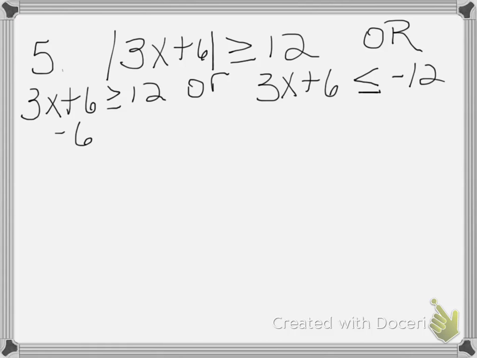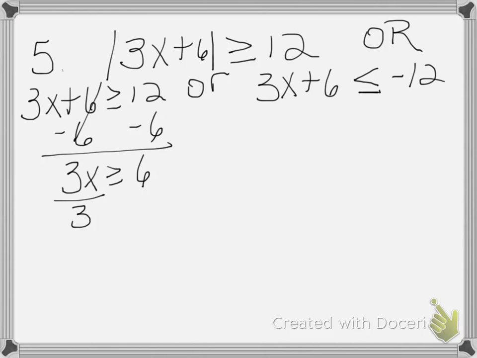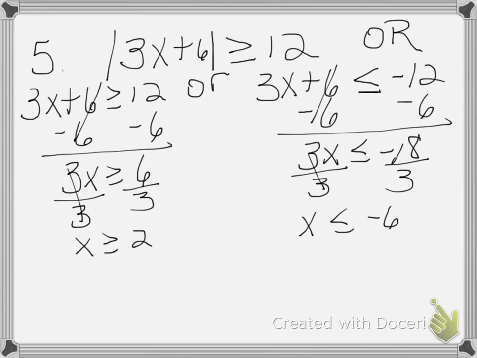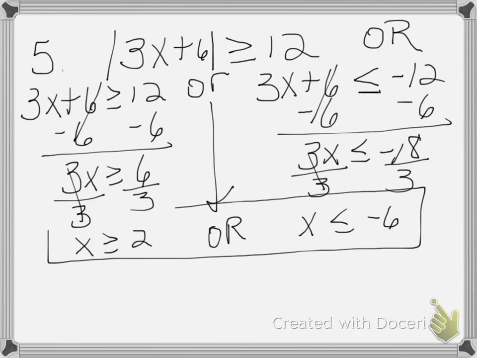We have two equations we're going to solve. So 3x is greater than or equal to 6. Divide by 3. So x is greater than or equal to 2. In the other equation, subtract 6. So that's 3x is less than or equal to negative 18. Divide by 3. And we get x is less than or equal to negative 6. Now make sure you bring down the or. And this is your final answer.